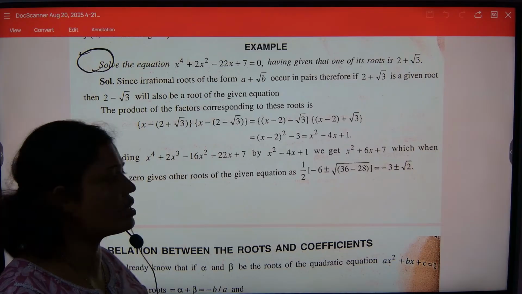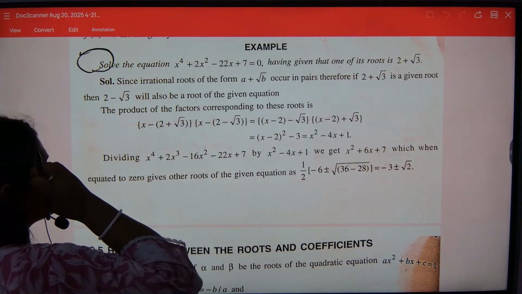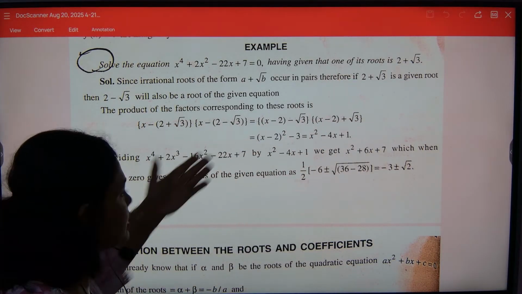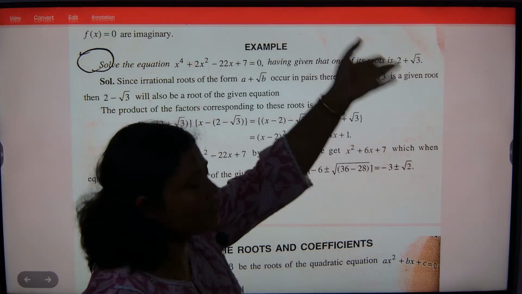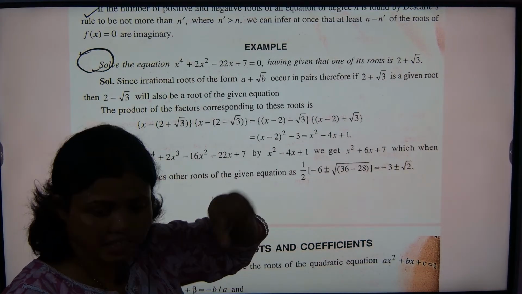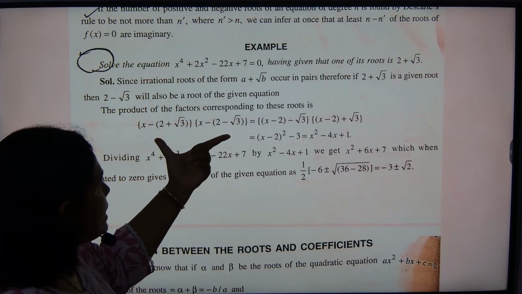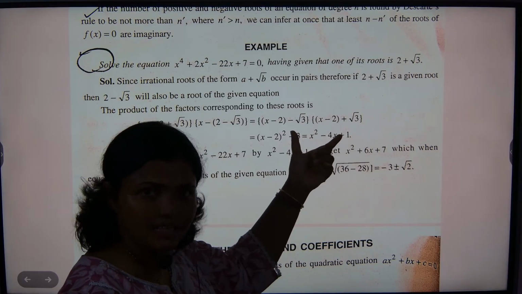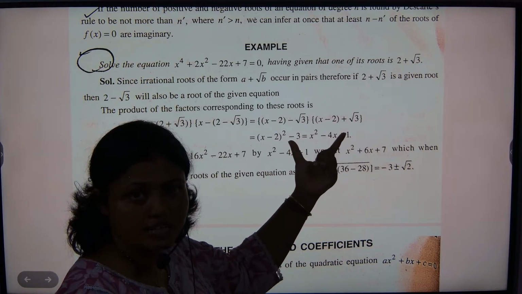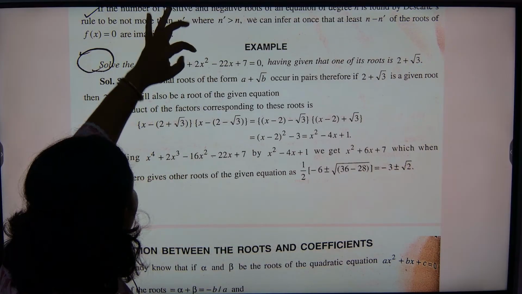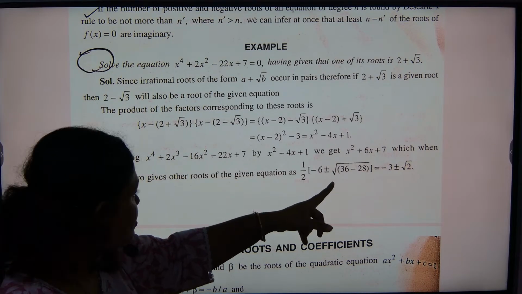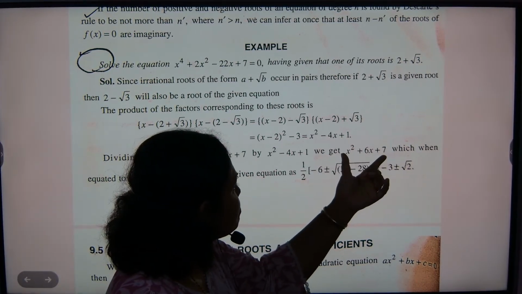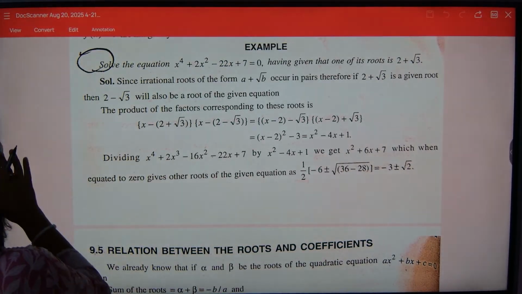This is very easy. If one root is given, go through the other root. If it is complex, then take the conjugate of that complex number and do the same thing, and you will get a second degree expression, right? Then divide this equation by this, you will get another quadratic expression, right? And just break this, which means you have to just solve it.